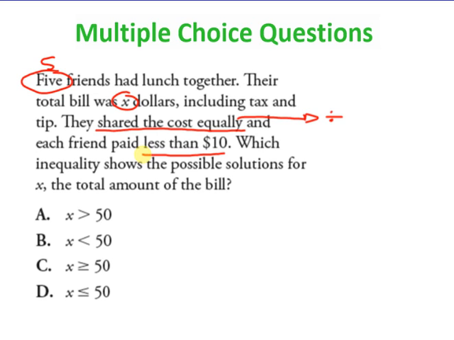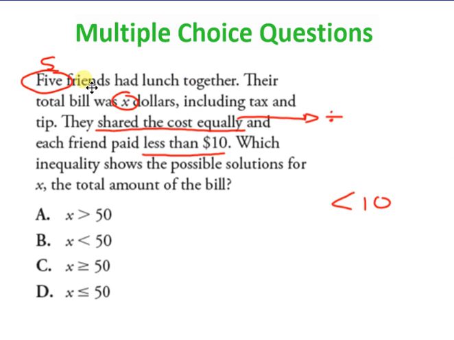Okay, so there are 2 different ways to solve this. The most correct way is to come up with an equation and go ahead and solve. And then I'll show you the trick way to do it if you're totally stuck and you don't know what to do. So start here, less than $10.